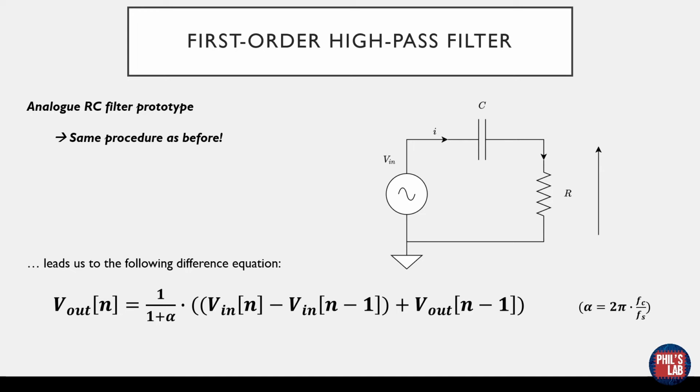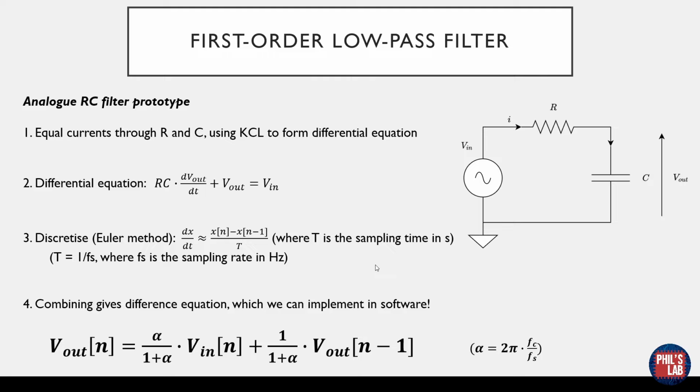We'd also like to look at the high-pass filter, and it's exactly the same procedure as with the RC low-pass filter. We have our analog RC prototype, which in this case has the R and C components interchanged. We're taking our output voltage across the resistor, and we have our input voltage feeding into the capacitor. Going through the differential equation and discretizing leads us ultimately to the following difference equation. This is what we can implement in software to give us our high-pass filter. So now we can move over to STM32 IDE and implement these difference equations.